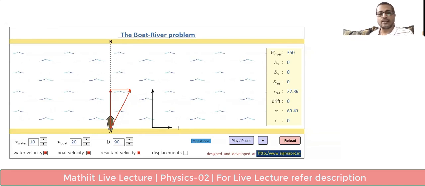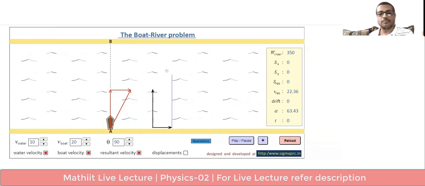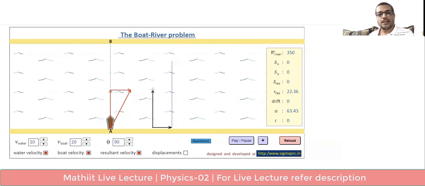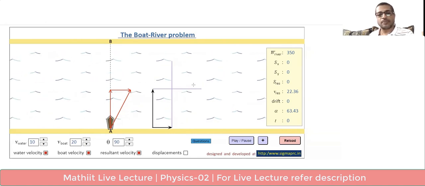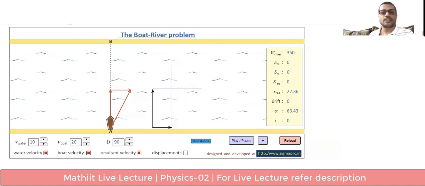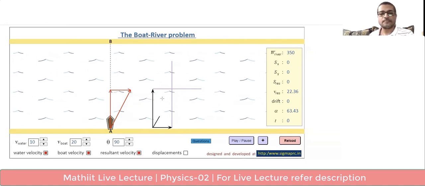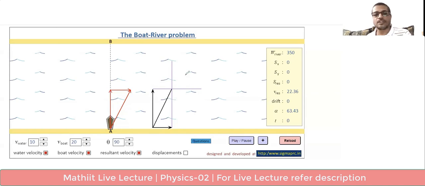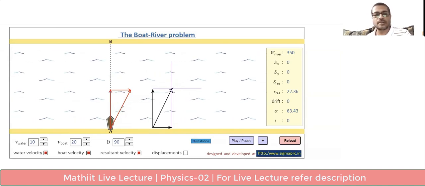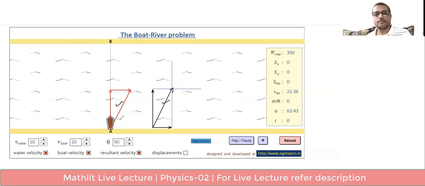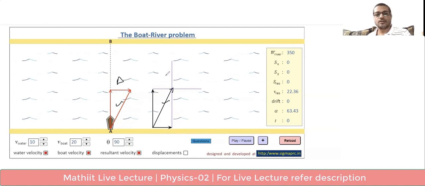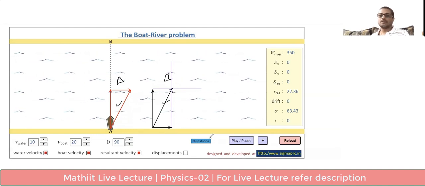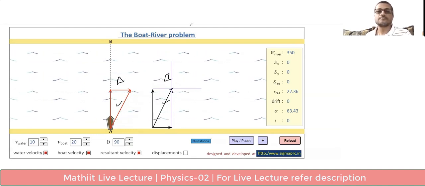Now draw a line from the tip of B parallel to A, and draw a line from the tip of A parallel to B, and now draw the resultant. Isn't this resultant what we have drawn just now? This one, same as this one. So one is using triangle law, one is using parallelogram. You see, you get the same answer.